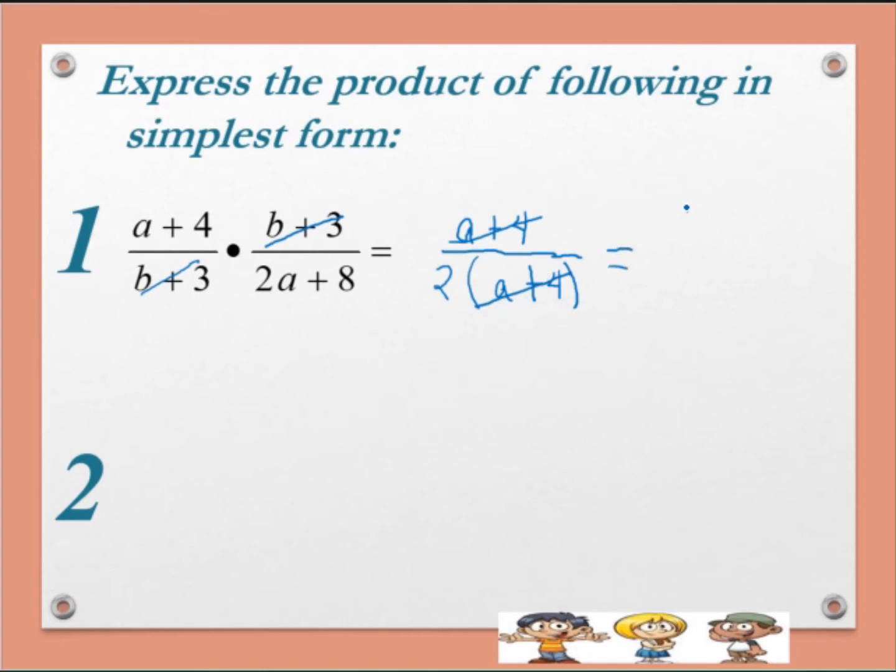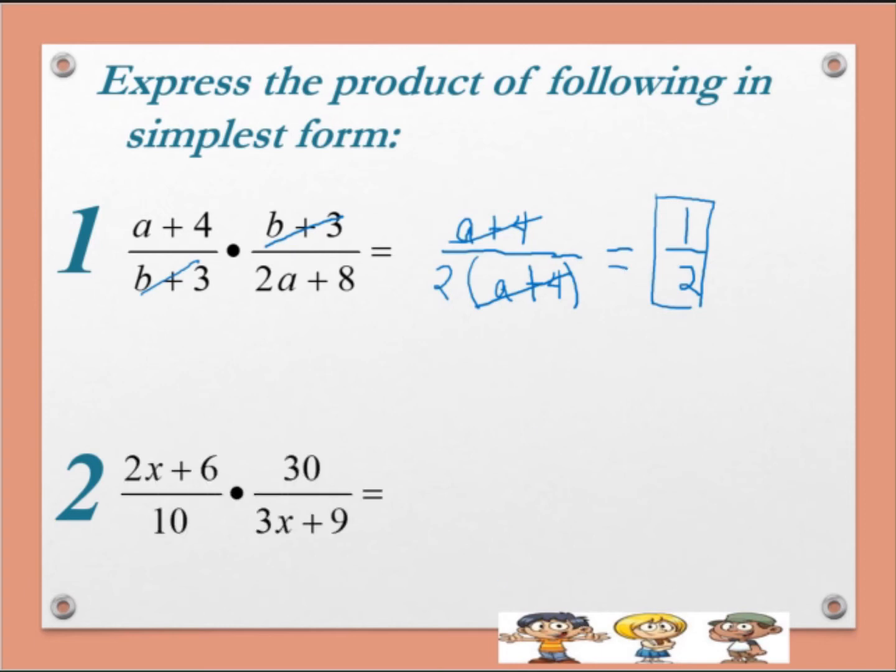So what's left in the numerator is 1, and in our denominator it is 2. The product now will be equal to 1 half. Next example, we have (2x + 6)/10 times 30/(3x + 9).